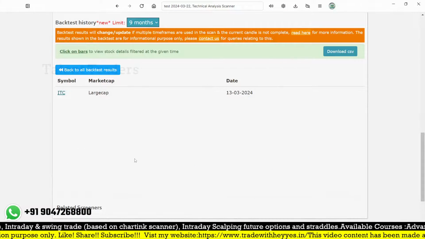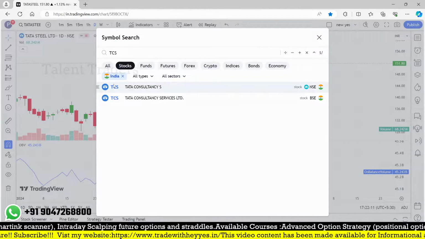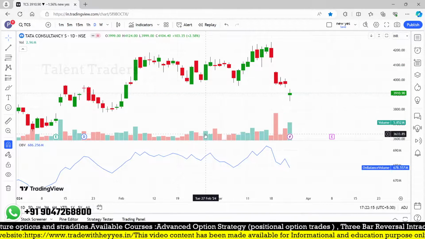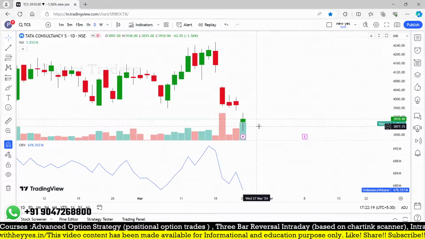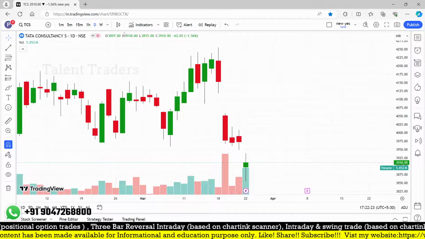On 13th March we have ITC. Let me check ITC, whether it looks right or wrong. So, ITC, 13th March. Here it's showing 13th March. Let me remove this SMA volume.